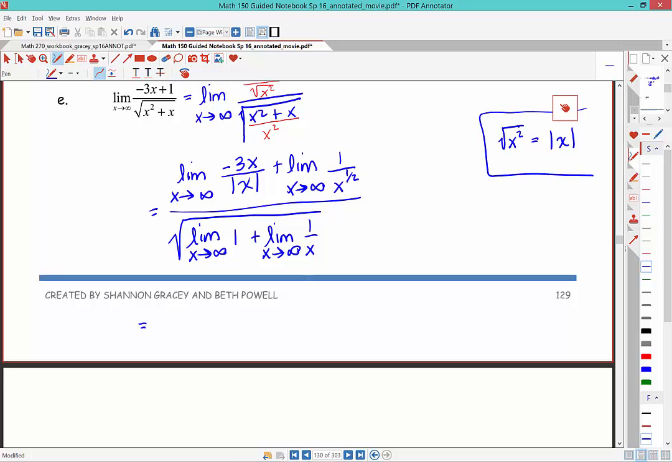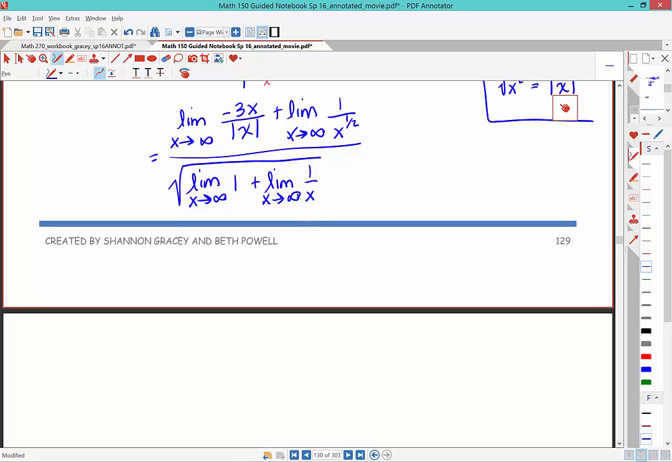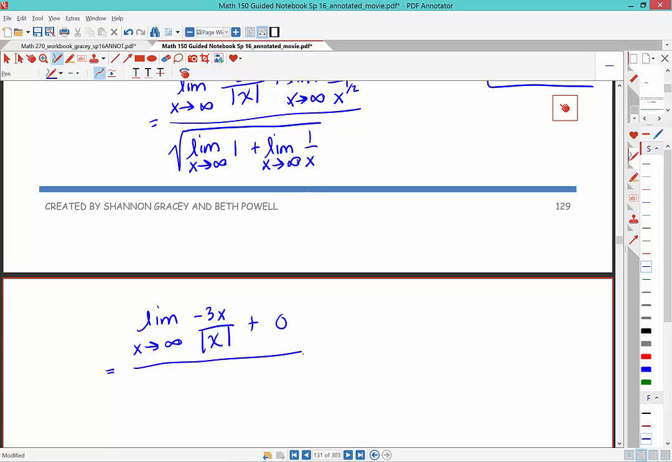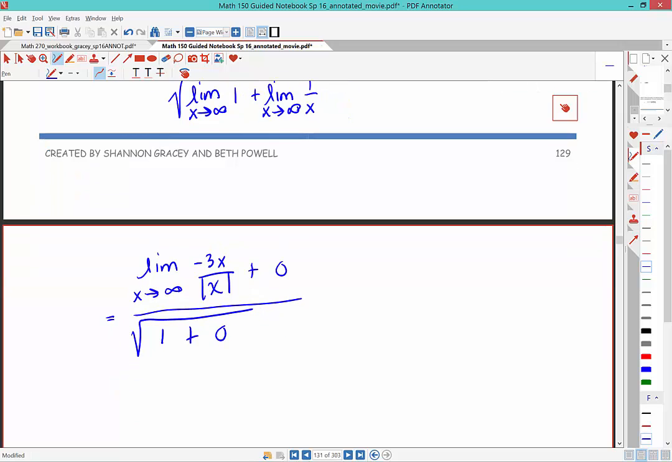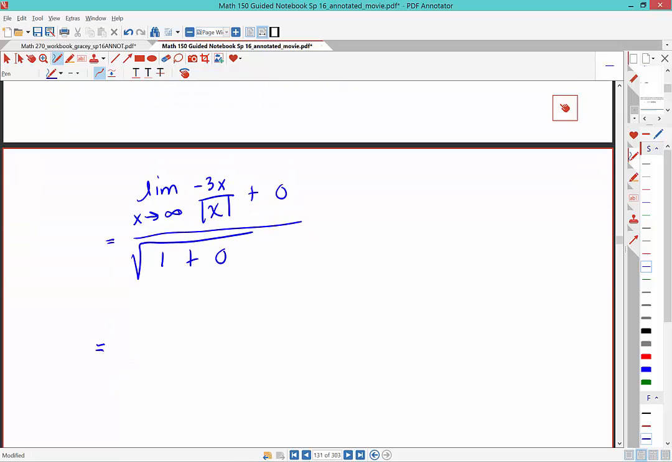So now I'm going to leave that first one alone for the moment. Actually, let's go down to this page so we have room. So we're going to do that first one last. So I'm going to just keep it going. So we'll have the limit as x approaches infinity of negative 3x over the absolute value of x. And then this one will zero out. And then we'll have the square root of 1 plus 0. So we will end up just needing to deal with this limit here.